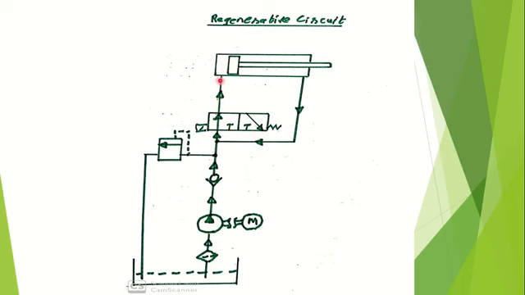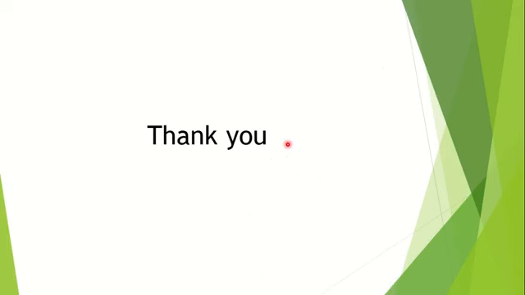The fluid then enters the cylinder at the rear end and thus the piston moves in the forward direction, whereas the fluid which is trapped here is allowed to re-enter the system instead of going into the tank, that is the reservoir, and this is the way the regenerative circuit operates. So this is all about the hydraulic circuits.